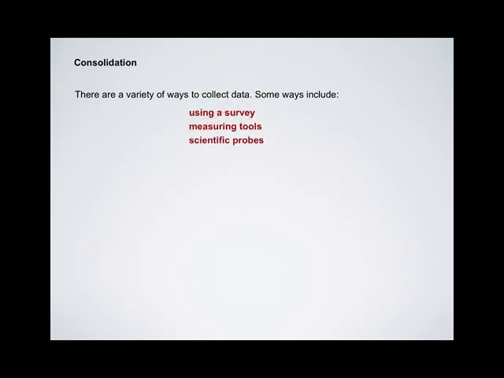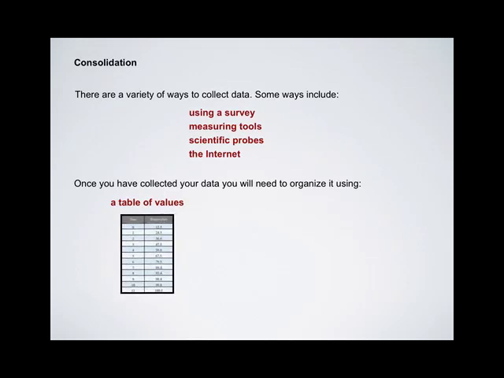In consolidation, there are a variety of ways to collect data. Some of these ways include using a survey, using measuring tools, scientific probes, or the internet. Once you've collected your data from any of these methods, you'll need to organize it. You can do that using a table of values, which looks like this, or a scatter plot, which looks like this.